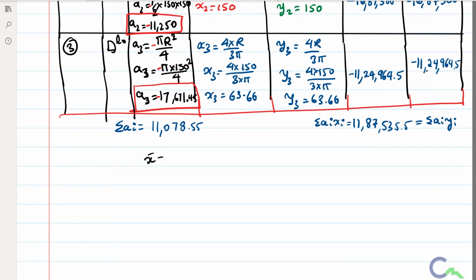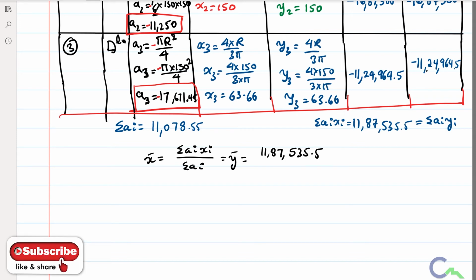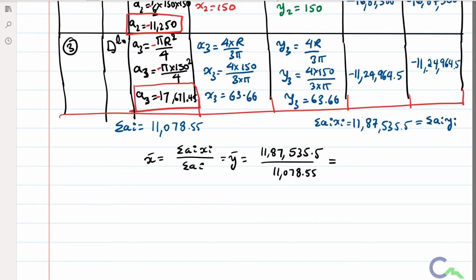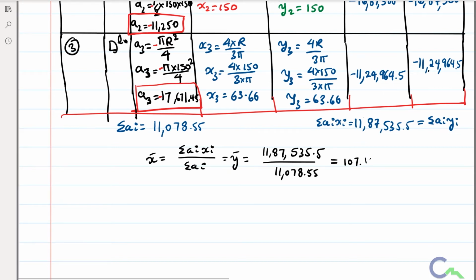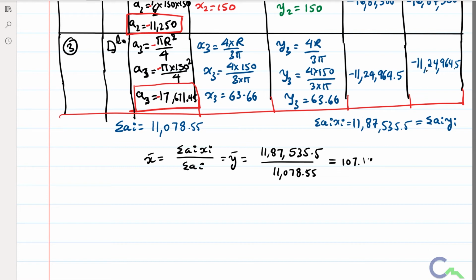Now I am going to calculate x bar value, that is sigma Ai xi divided by sigma Ai. Same way I can take y bar value also, that is also same. Therefore 11,87,535.5 divided by 11,078.55 is equal to, we will get 107.19 millimeter.